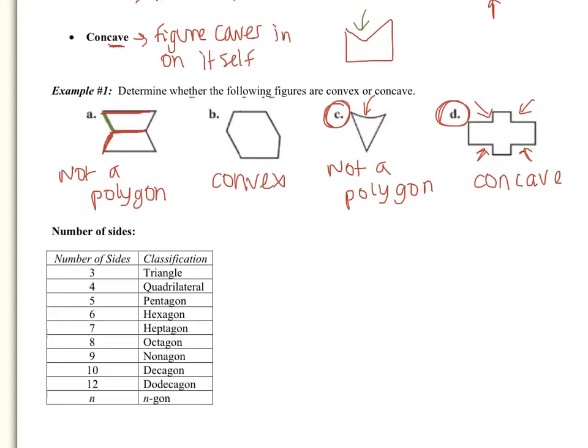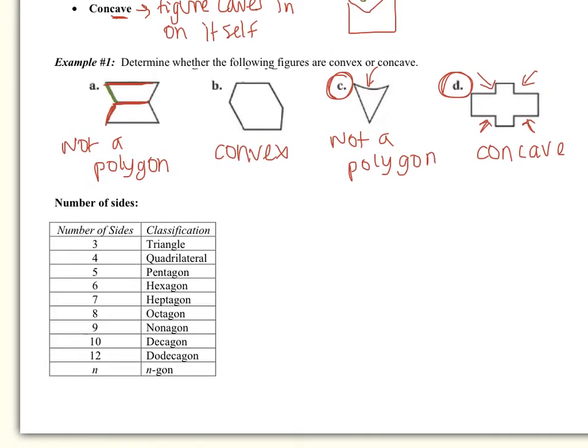This table at the bottom is just kind of a quick review for you. Any figure that has three sides is called a triangle. Any figure that has four sides is called a quadrilateral. So special quadrilaterals are squares, rectangles, parallelograms, but in general, if a figure has 4 sides, it's called a quadrilateral. So you should know 5, 6, 7, 8, 9, 10 is called a decagon, 12 is called a dodecagon, so we just add that do part.